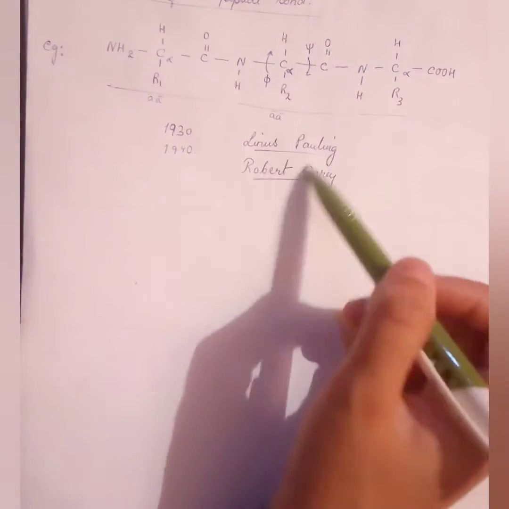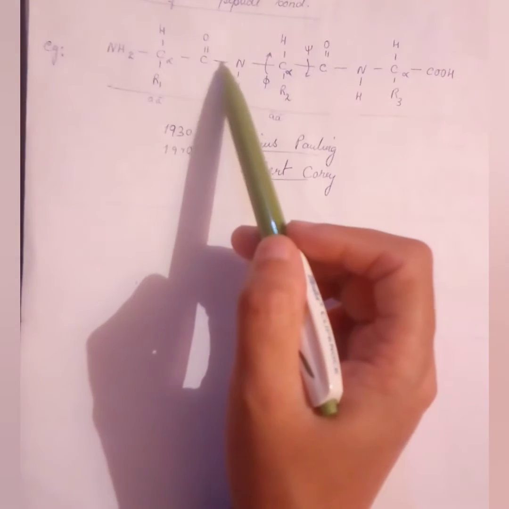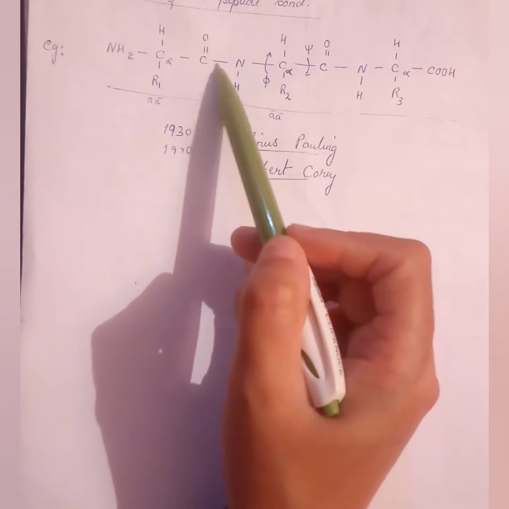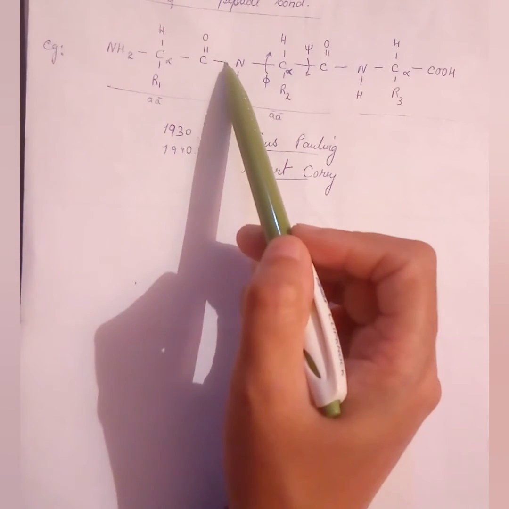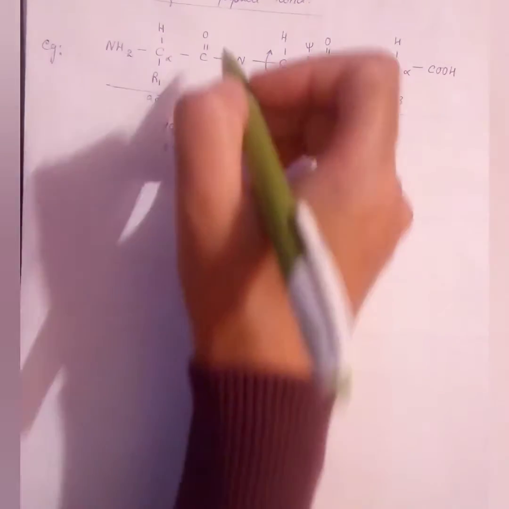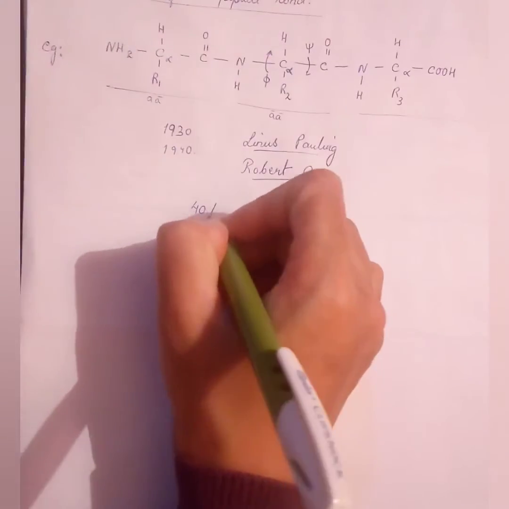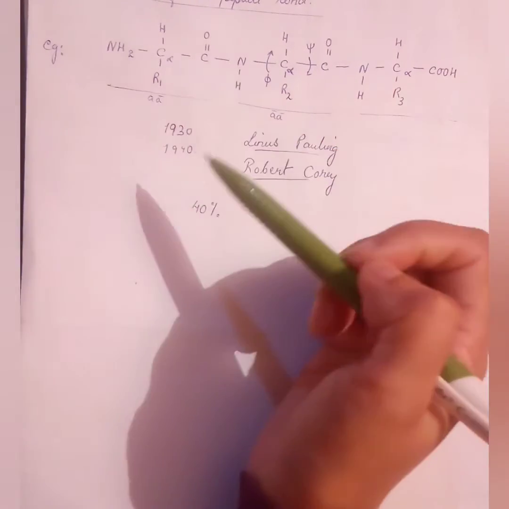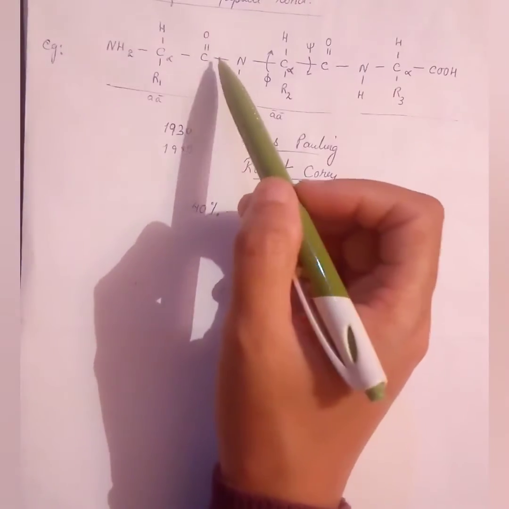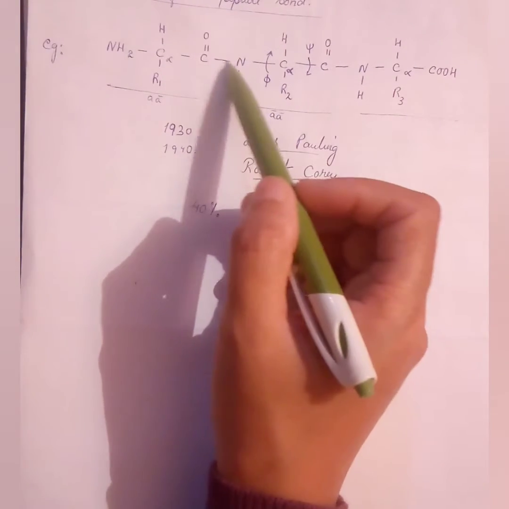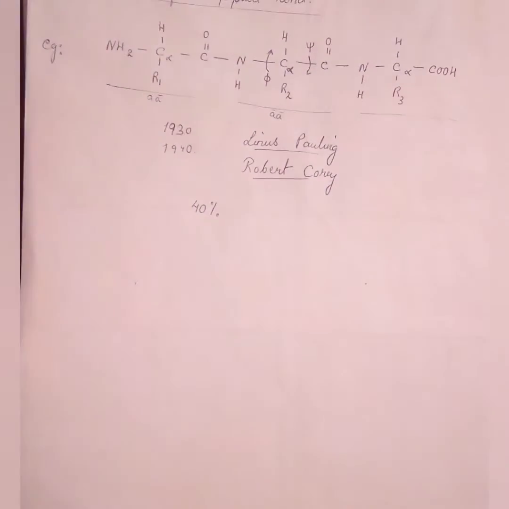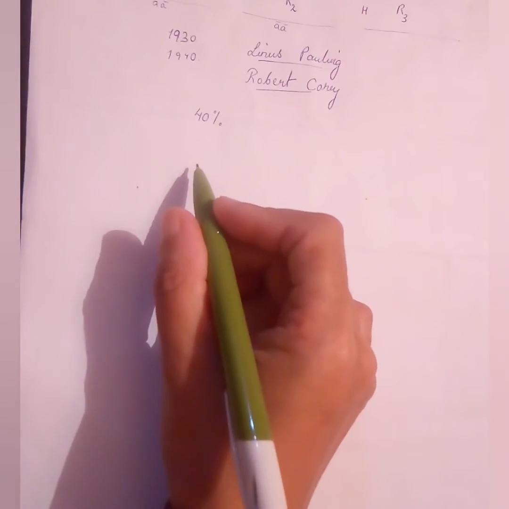What they found out is that this bond actually acts as a partial double bond, and that's why it is rigid. This peptide bond has about 40% double bond character. So it acts as a partial double bond, and therefore rotation about this bond is not possible.